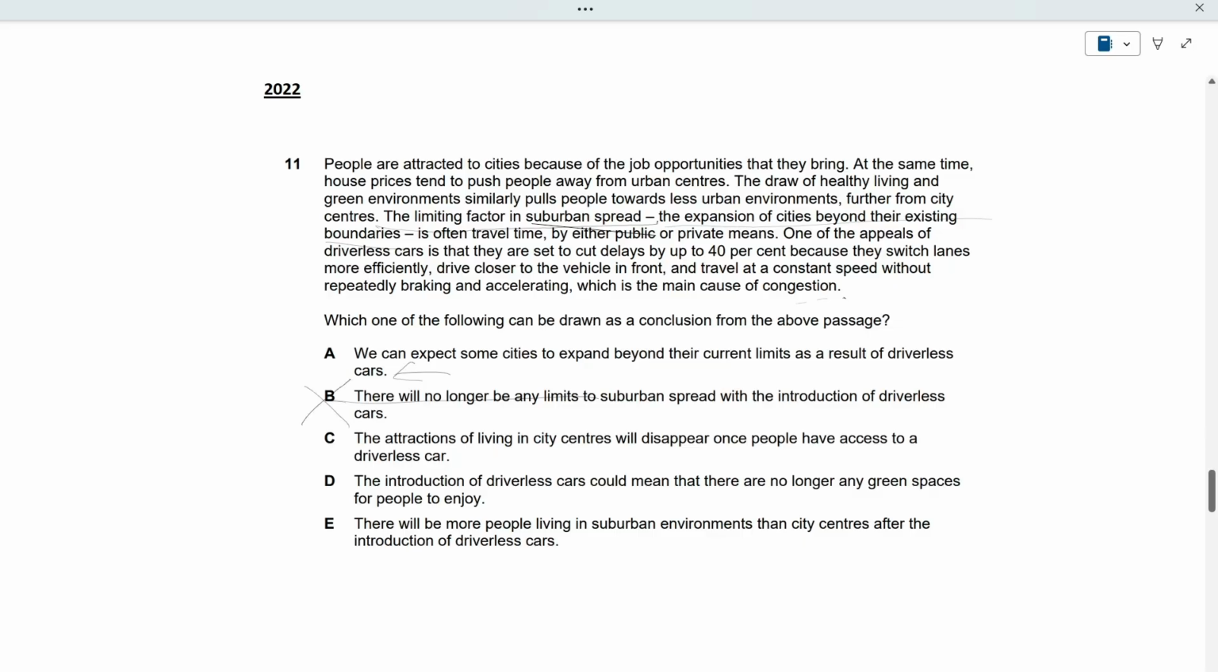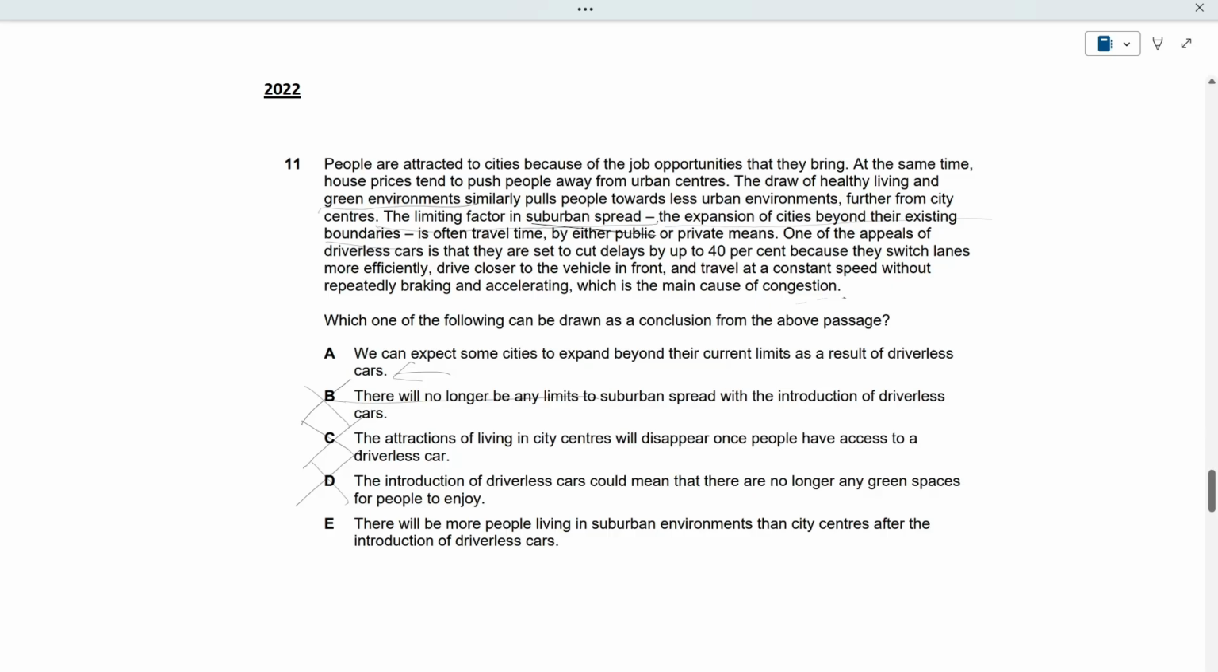C, the attractions surrounding city centres will disappear once people have access to driverless cars. Again, that's definitely not what it's getting at. It's still too affirmative, and it doesn't really link to the paragraph. D, therefore, the introduction of driverless cars could mean that there are no longer any green spaces people enjoy. Again, not really. It only talks about green environments up here and then just stops. So it's not like every sentence draws up to that conclusion. And E, therefore, there will be more people living in suburban environments than city centres after the introduction of driverless cars.